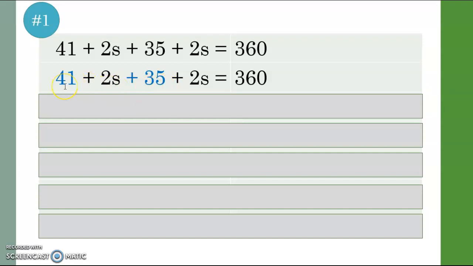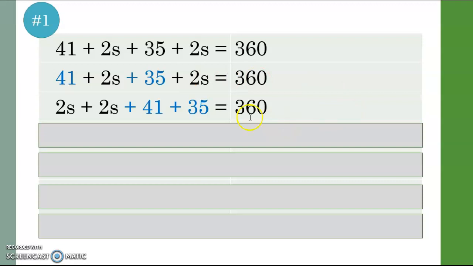Likewise, with the 41, there's no symbol or operator to the left of it because it's at the beginning of the equation. But because it's a positive 41, we can assume that there would be a plus sign here if that 41 were located in another position. The only way this would be a minus 41 is if there were a negative or a minus sign in front of it. Okay, so we've highlighted our like terms, our numbers, the 41 and the plus 35.